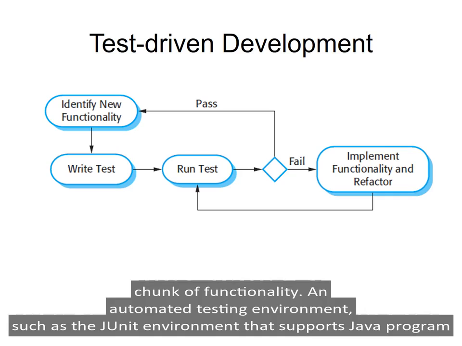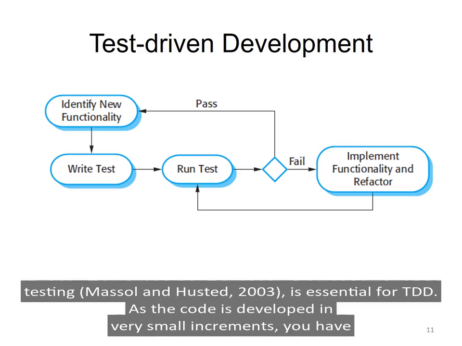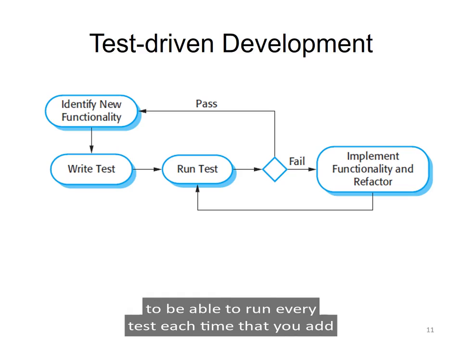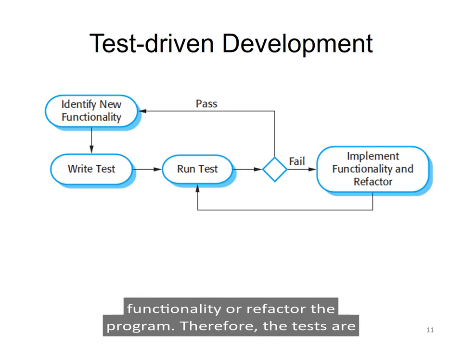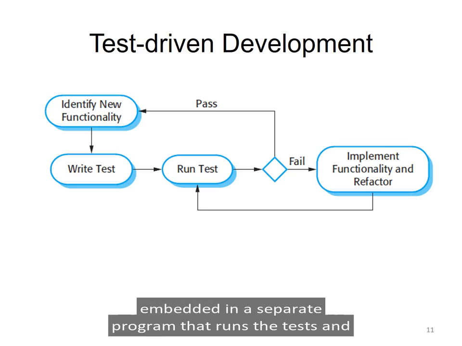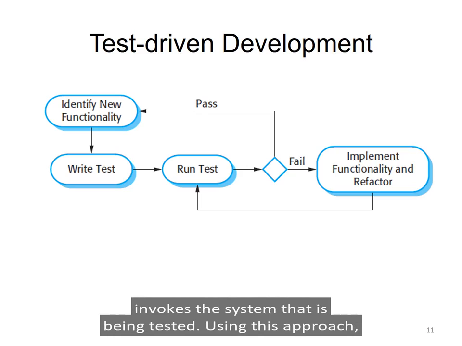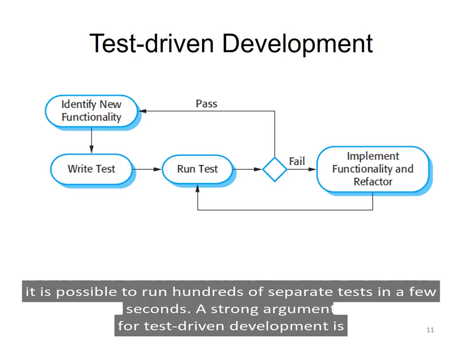An automated testing environment such as JUnit, which supports Java program testing, is essential for TDD. As the code is developed in very small increments, you have to be able to run every test each time that you add functionality or refactor the program. Therefore, the tests are embedded in a separate program that runs the tests and invokes the system that is being tested. Using this approach, it is possible to run hundreds of separate tests in a few seconds.